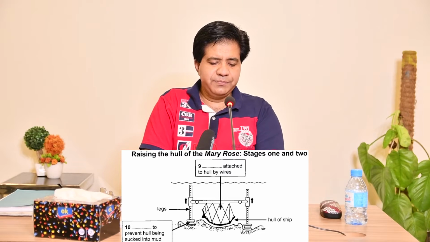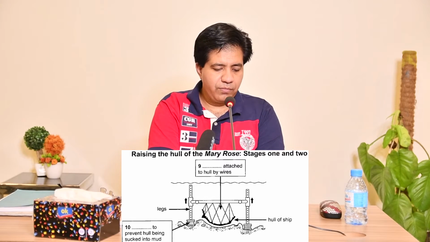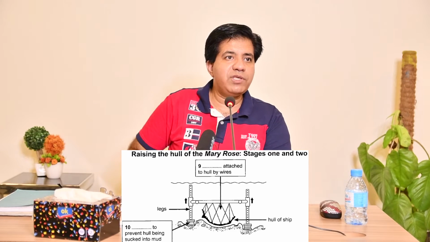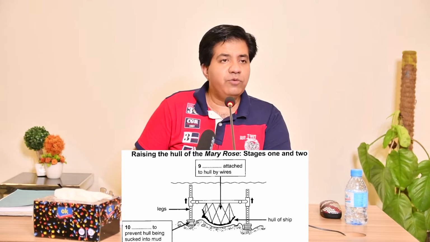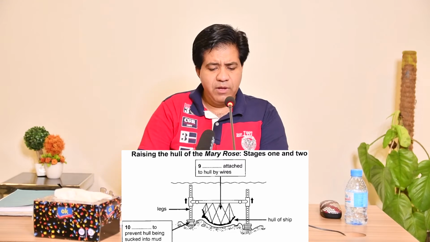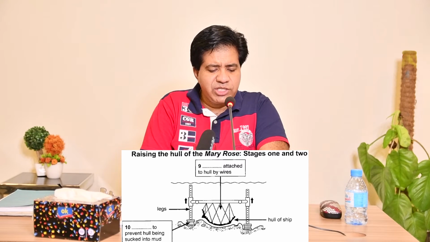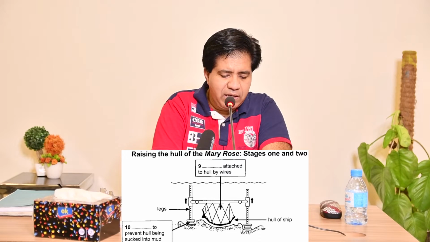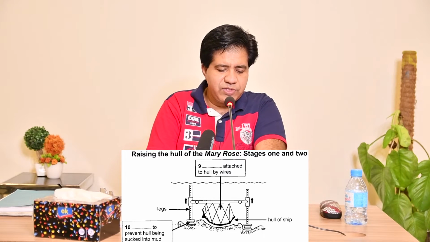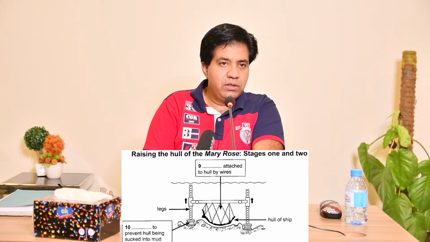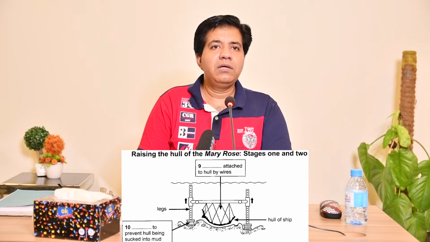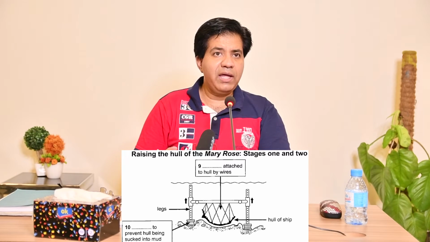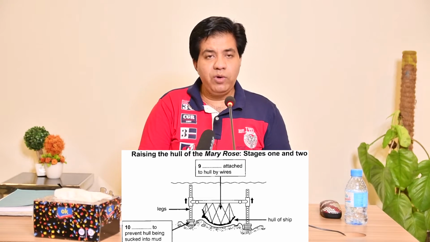Question number 9. I'm reading the question now. Question number 9. Okay, you found it. Let's read the question, by the way. Question number 9. Dash attached to hull by wires. Now please underline hull and underline wires. And take a look at the picture. Wire means wires and ropes, something tied with ropes. Okay, so dash attached to hull by wires.